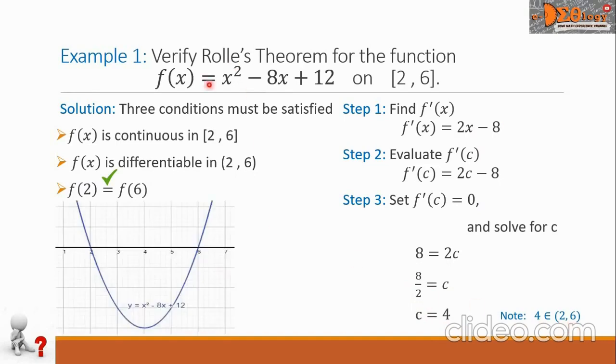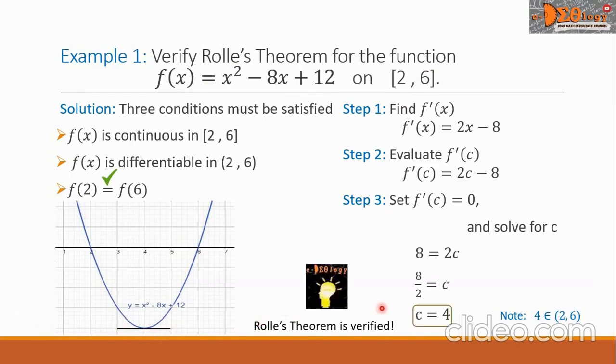Showing the graph of our function here, the x squared minus 8x plus 12, we have a parabola. Our closed interval is from 2 to 6. And when x is equal to 4, and that is the c, the derivative of our graph is equal to 0. And then we can say that we have a horizontal tangent at that point. So we say that the Rolle's theorem here is verified. This is our final answer.